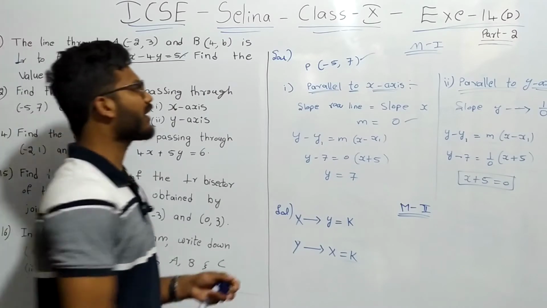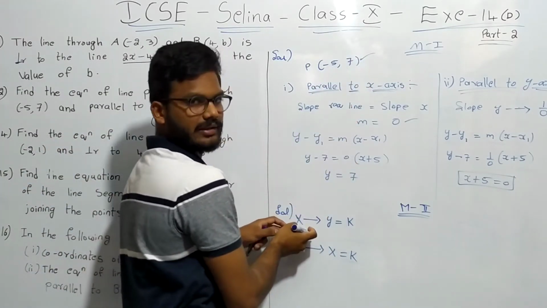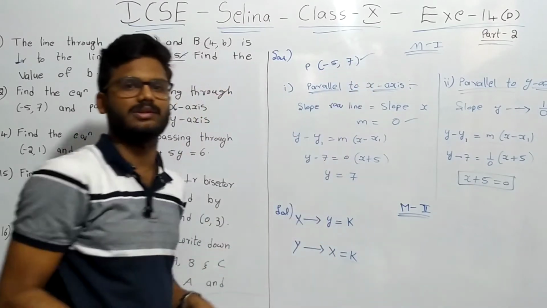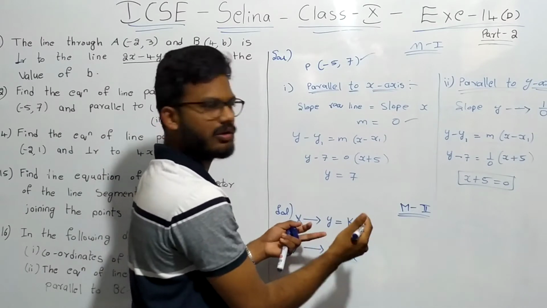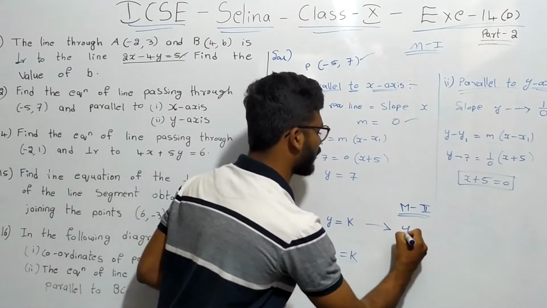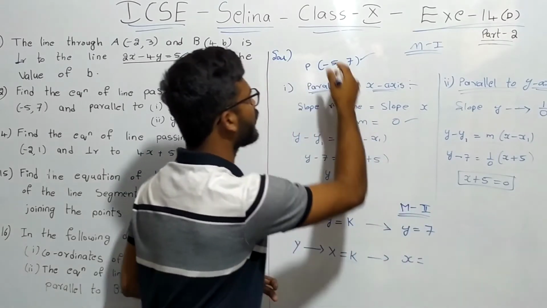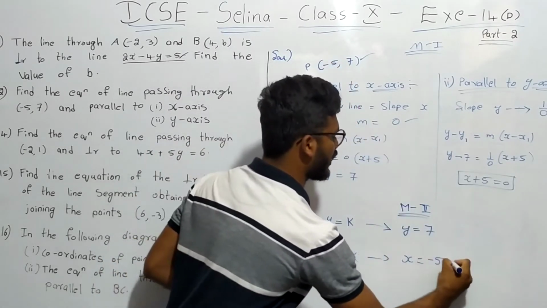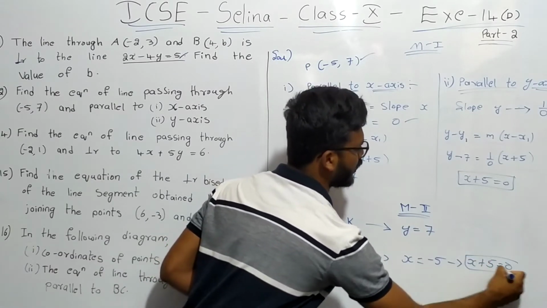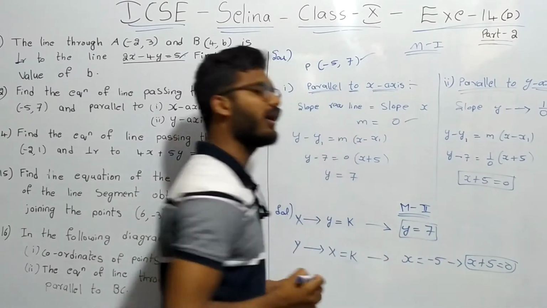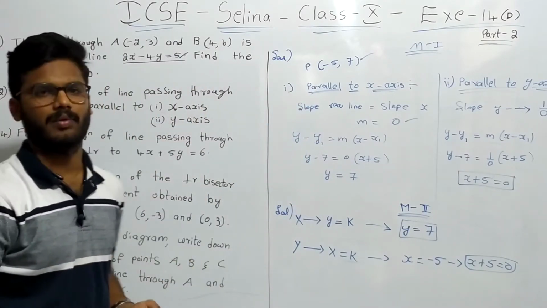And here, what is the constant in this point? They gave it is parallel to the y-axis and passing through minus 5 comma 7, so the x value is minus 5. So if you substitute here, what will we get? K is equal to minus 5. So the equation will become x is equal to minus 5, or you can write it as x plus 5 is equal to 0. Like this, you can write directly, or we can derive the equation like this by using point slope form.